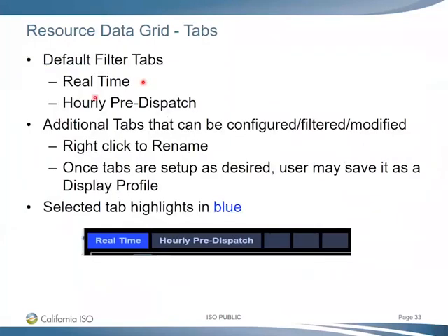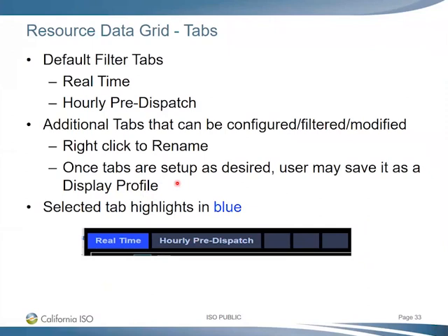So the first part is the tabs. You have your default tabs like you do today: real-time and hourly pre-dispatch. Then you'll have additional tabs which can be configured, filtered, and modified. You'll click into the tab and make some filter changes, maybe column changes. If you want to remove some columns that don't mean anything to you, you can do that. Once you've set that up, you'll right-click it, and that will allow you to rename it.